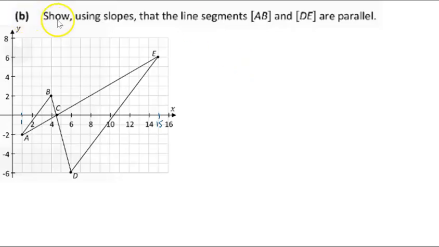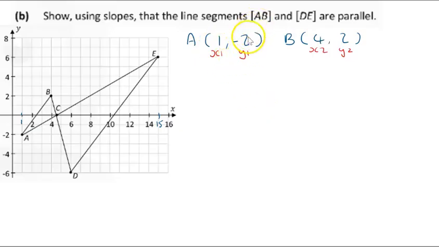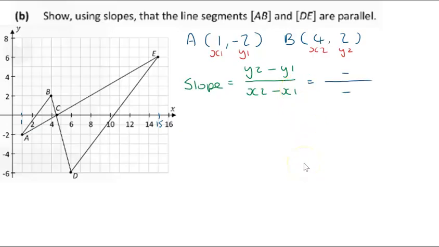Part B. Show, using slopes, that the line segments AB and DE are parallel. So AB is here and DE is here. We are going to get the slope of the line AB. The points are 1, -2 and 4, 2. So we label our points x1, y1, x2, y2. We write down the slope formula from the formula book: y2 minus y1 divided by x2 minus x1. Then we sub into the formula.